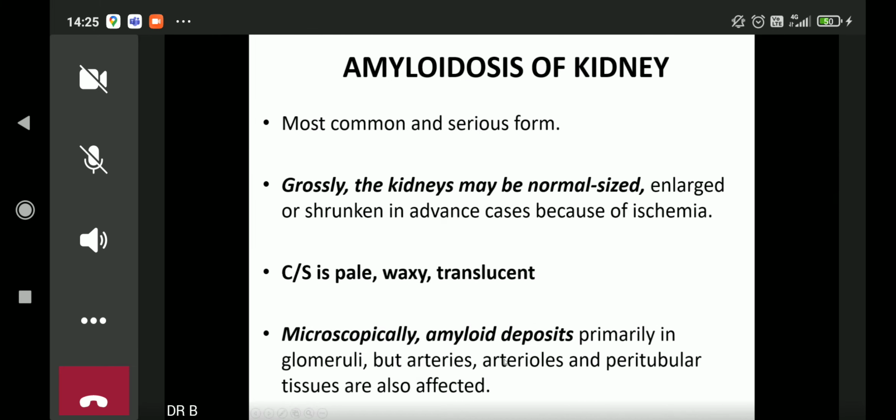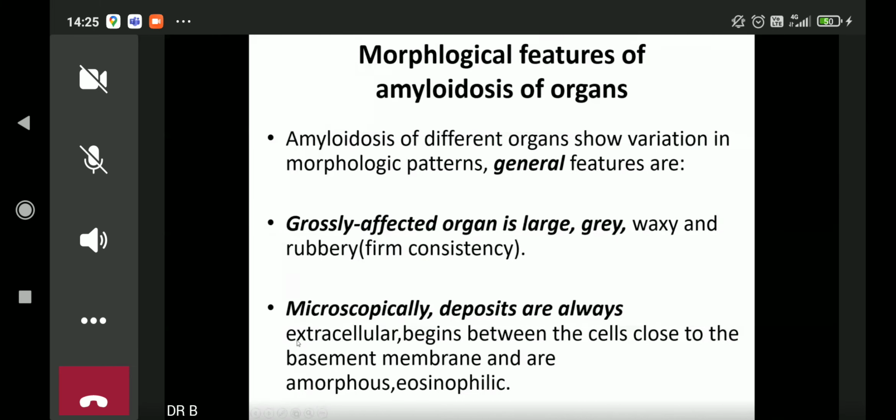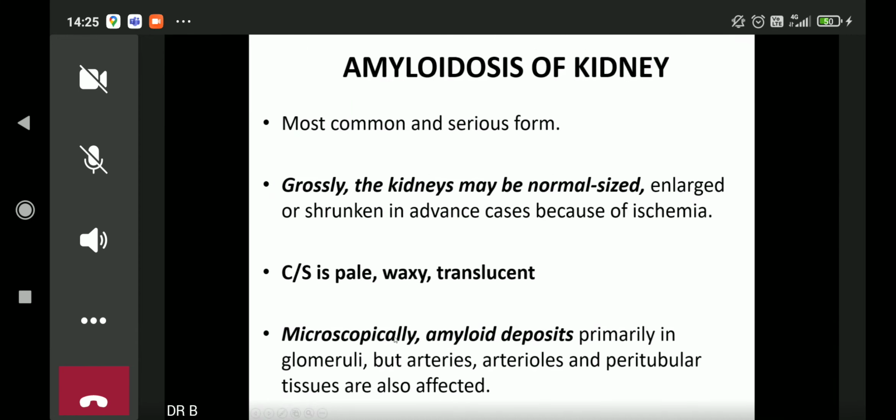Microscopically, the deposits are always extracellular. They begin between the cells, close to the basement membrane, and are amorphous eosinophilic. So when you are asked to describe what the deposits are like, you have to mention it is amorphous, eosinophilic, extracellular. These are the 3 points you have to mention when it comes to amyloid.